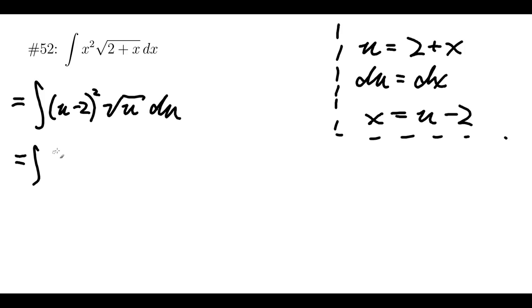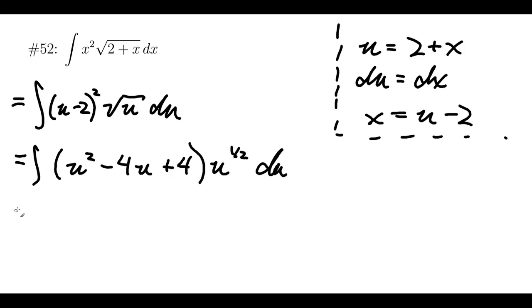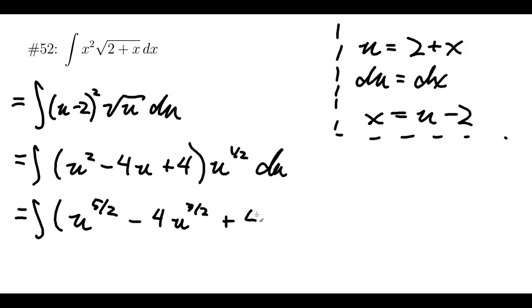So now let's start working this out a bit. Let's expand this. We have u squared minus 4u plus 4 times a u to the 1/2 power du. So distributing this through, that is u to the, let's see, that's 4 halves, so we get 5 halves, minus 4u to the 3 halves, plus 4u to the 1/2 power du.